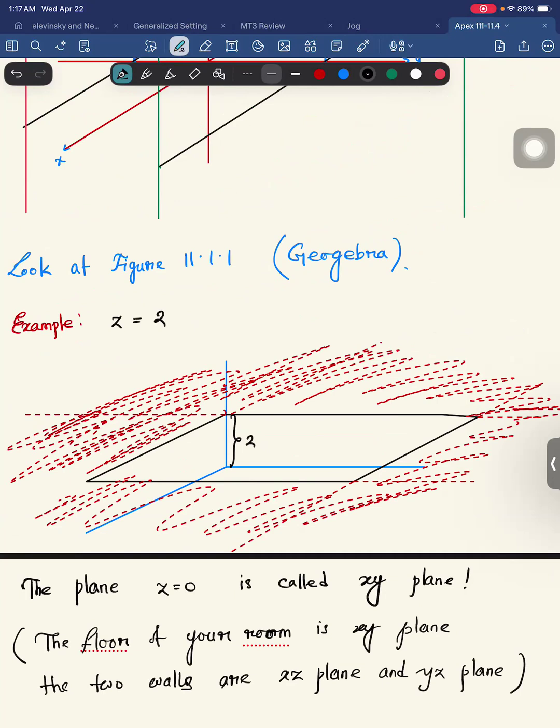Now try to tilt your floor and lift it. That is precisely what a plane looks like. So what is a plane? Take the floor of your room, lift it to some certain height and tilt it. That's exactly what a plane looks like. Okay. Any questions?